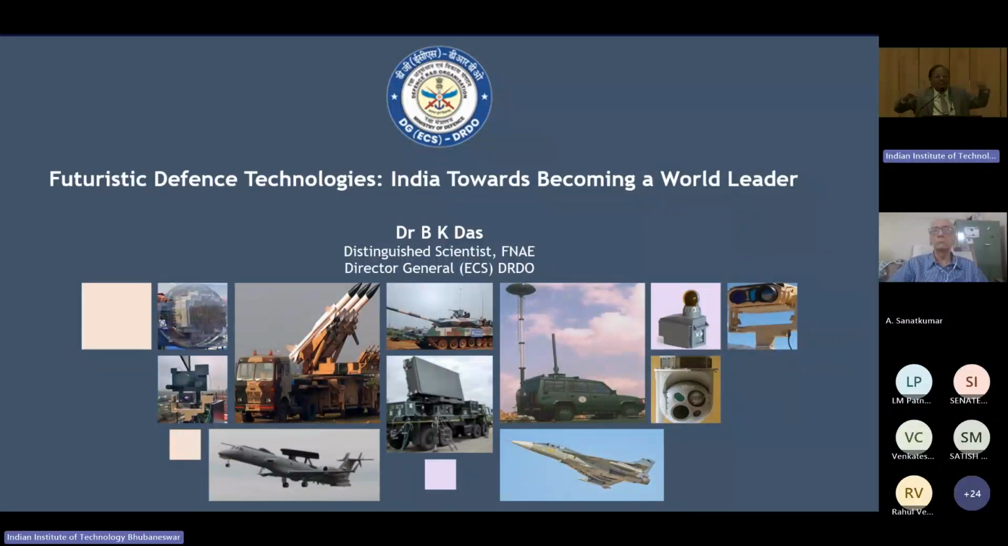So when the angle becomes small from a long distance, your radar gets blind. That's the reason the world works on cruise missile defense. That is what BrahMos is all about. So we wanted to make BrahMos.